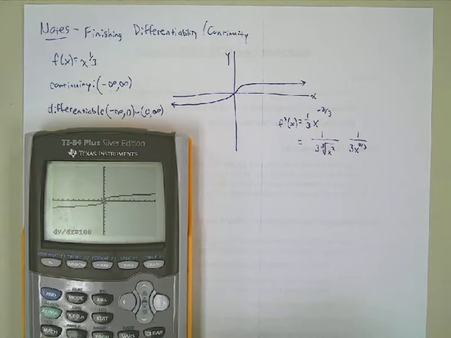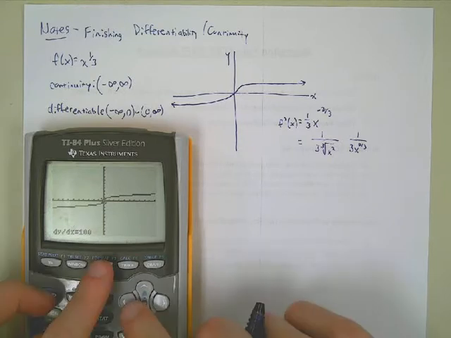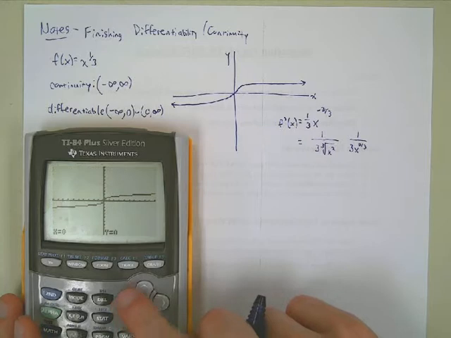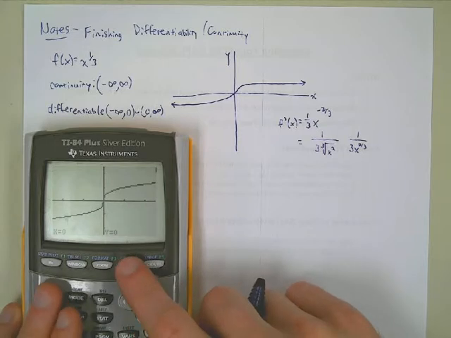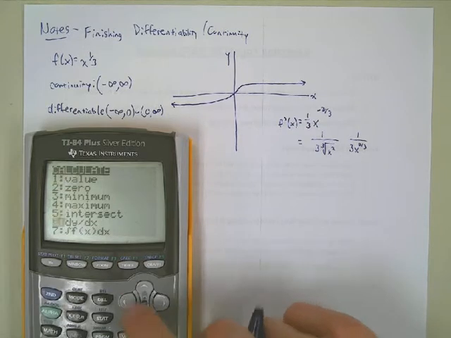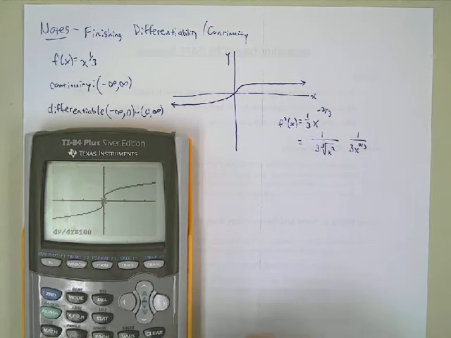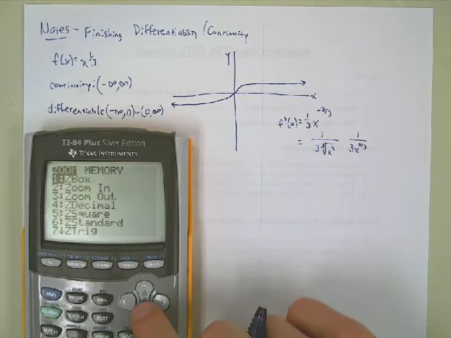We think it should be what? Undefined, which in our case, undefined means like going up to infinity. So this is 100. Now let's see what happens if we zoom in some and then try it. So I'm going to zoom in and see if it works better this time. So I zoomed in once. Now if I do second trace, go down to dy dx and type in 0. Still get 100. Interesting.